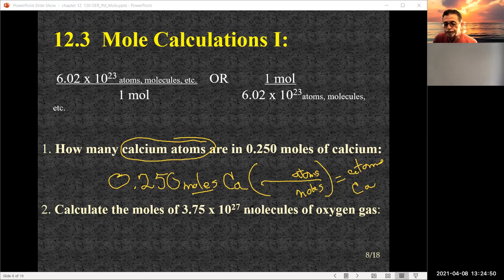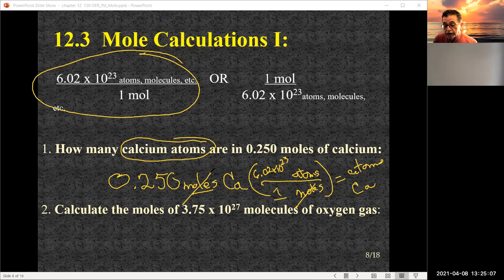Okay, so I'm going to be using this conversion factor, where 6.02 times 10 to the 23rd atoms, in this case, per 1 mole. Notice that my moles cancel. I have atoms left over unit-wise. Now it's a matter of you doing the mathematics. And again, this is where your scientific notation and calculator comes into play.